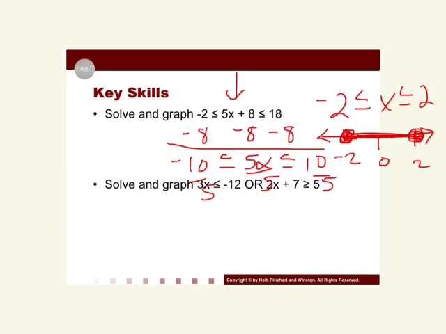And that way you don't have to mess with having to rewrite it into two separate inequalities using the word and. But you can only do it this way if the variable is only in the middle and these are just single numbers on the outside. All right?